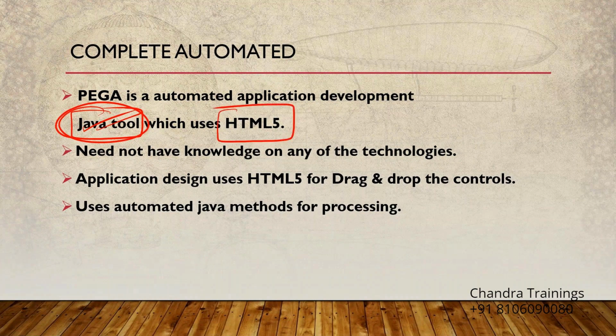Every application should have a front end, right? Even with this Pega application, if I drag and drop something, it is HTML only. So this is completely automated with the latest markup language called HTML5.